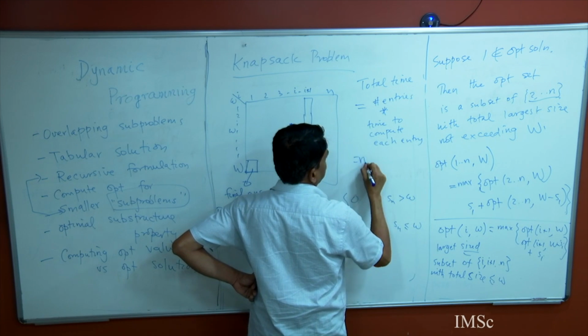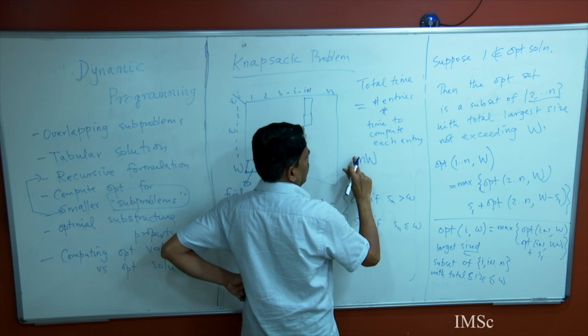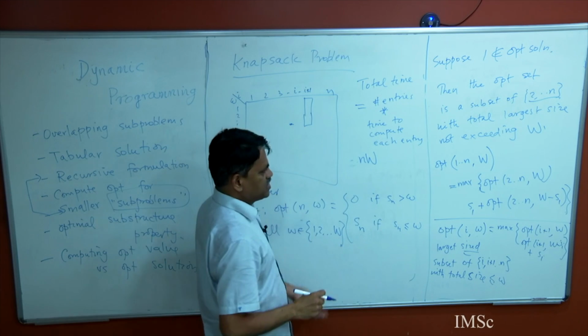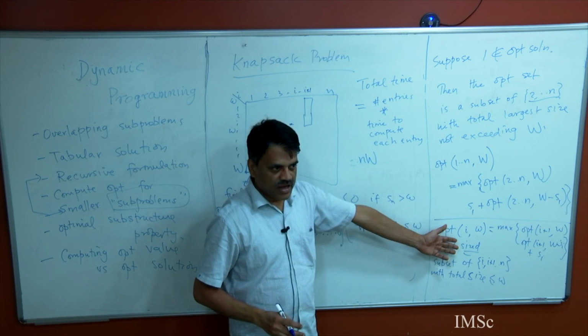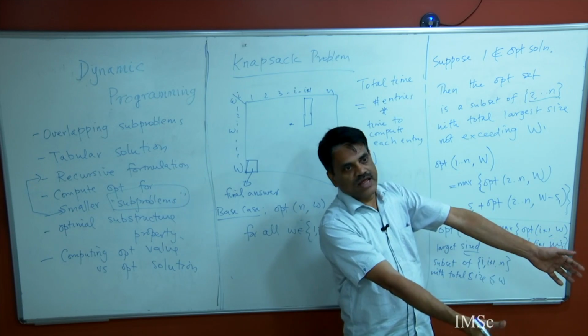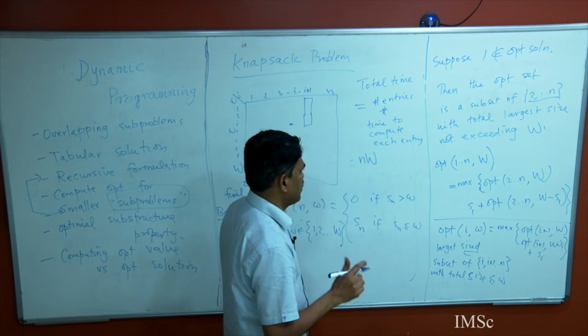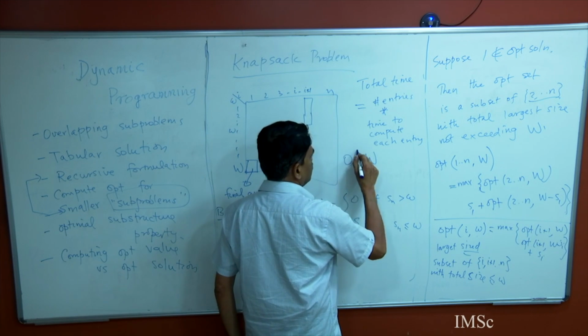So the number of entries we are computing is n times capital W, and how much time do we need to compute each entry? Well, this recurrence tells you it's a max of just two numbers. These two numbers are sitting in your table. You just have to pull them out, add this, compare, constant time. So that's overall order NW.